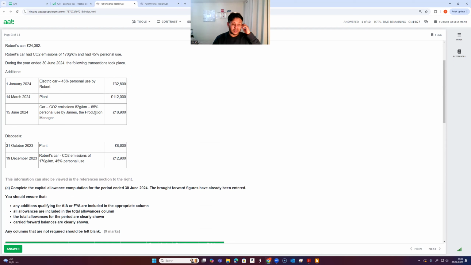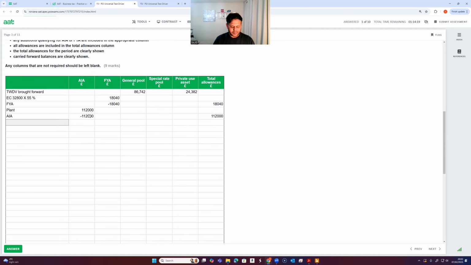So the next one we have here is the production manager car, and that is more than 50 grams. It's 82 and 60% used by the personal. So it's used by the gym. So let's go to the PM car, production manager car. So it will go to the special rate pool.